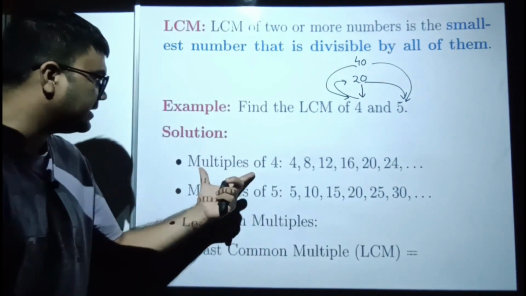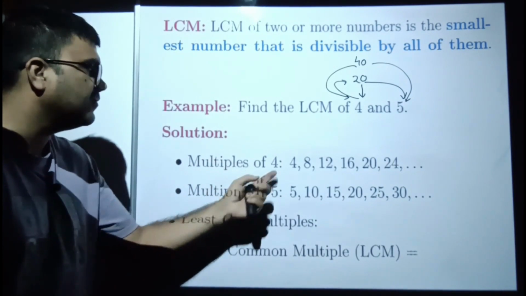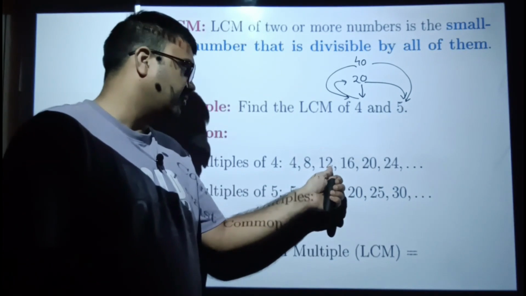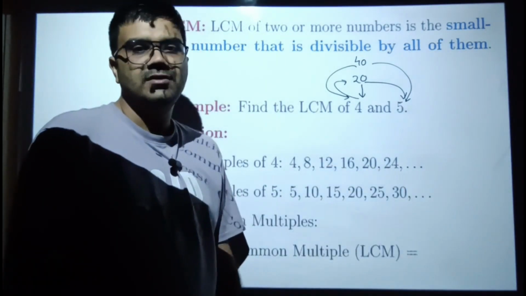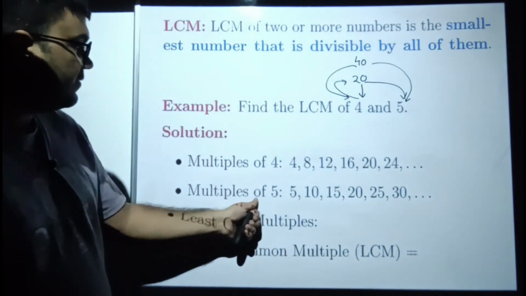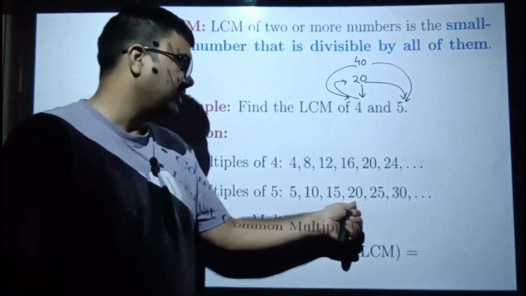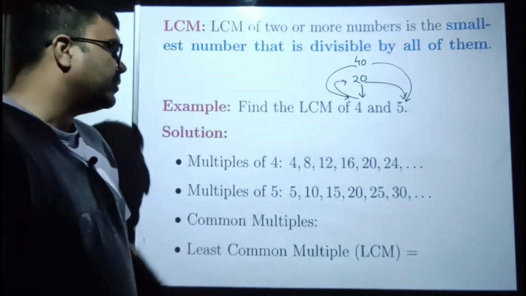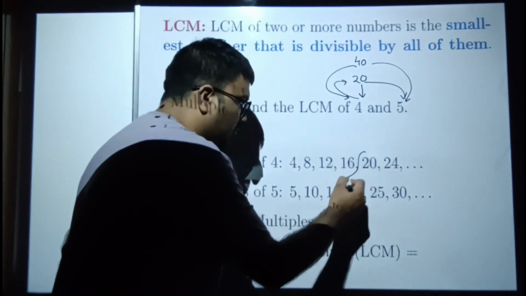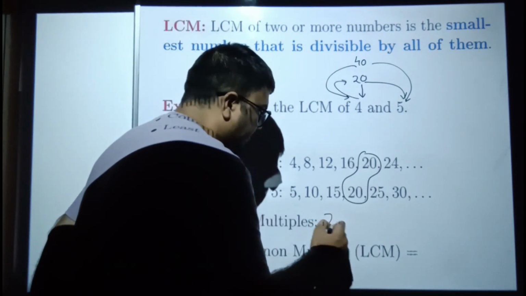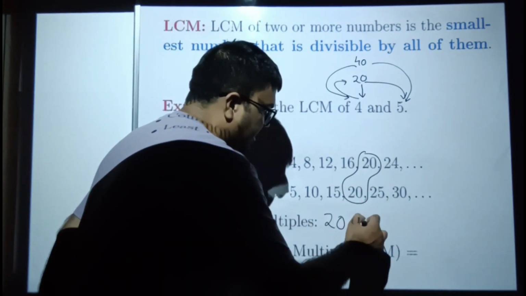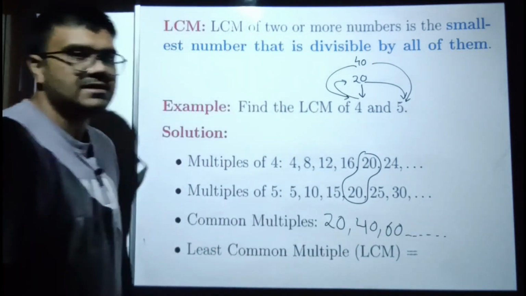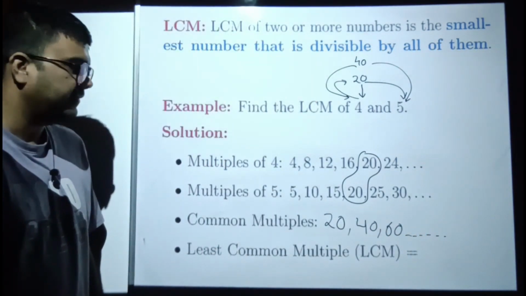So again, we write the multiples of 4. Multiples of 4 are 4, 8, 12, 16, 20, 24, and so on. We write the multiples of 5. They are 5, 10, 15, 20, 25, 30 and so on. Now if we write the common multiples, the first common multiple is 20. The next common multiple is 40, next is 60, and so on. These are the common multiples that we have.